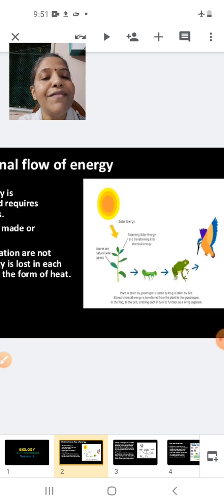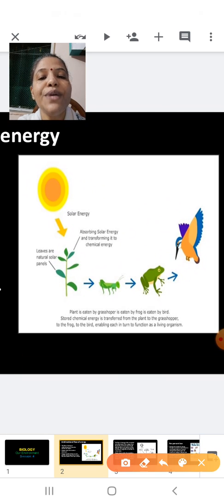So here I have an ecosystem. You can see this is a terrestrial ecosystem. The sun is a source of energy. You can see the green plants preparing their food by photosynthesis. And you can see animals like the grasshopper feeds on the green plants. This grasshopper is in turn eaten by the frog. The frog is in turn eaten by a bird.